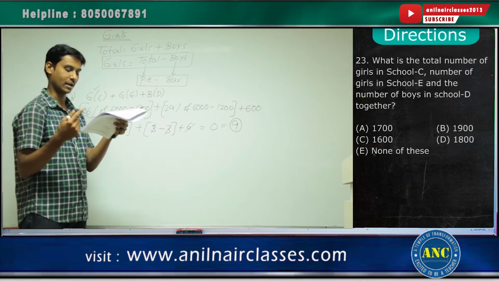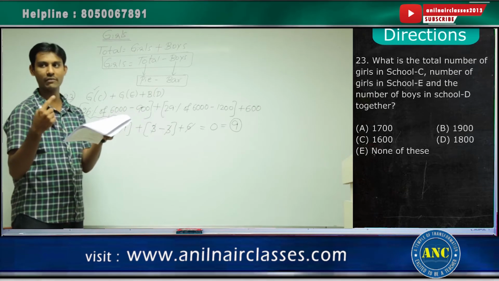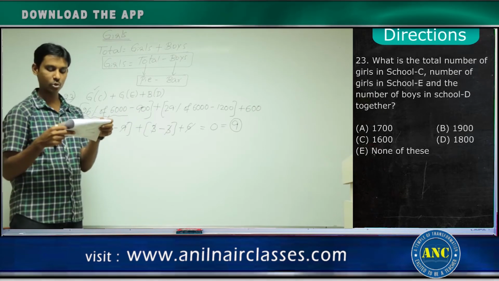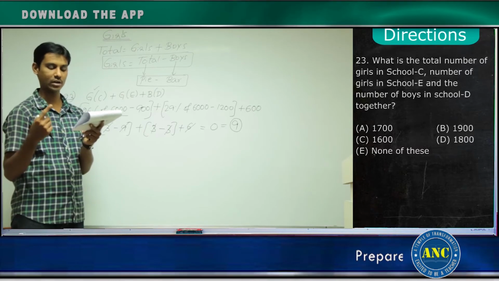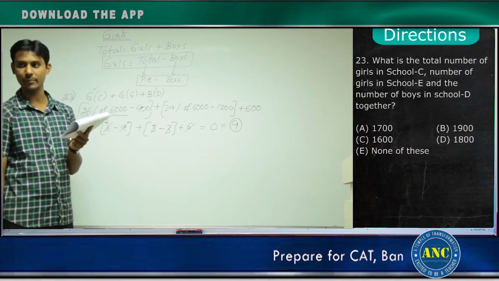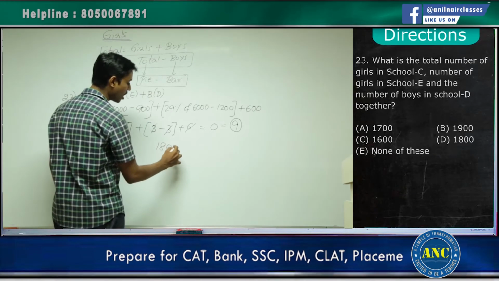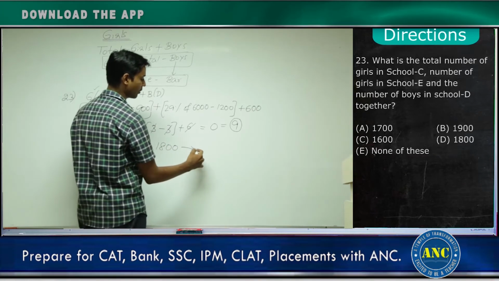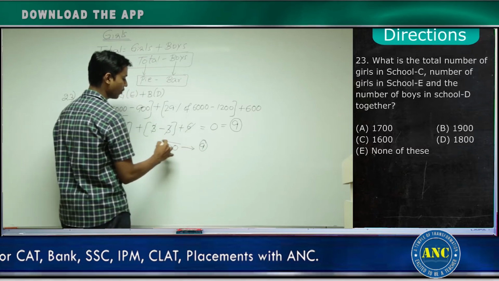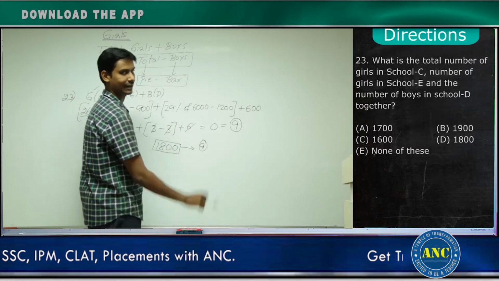Check out the answer options. 1,700: digital sum is not 9. 1,900: digital sum is not 9. 1,600: digital sum is not 9. 1,800: what is the digital sum of 1,800? 1 plus 8 is 9. The digital sum of this number is also 9. Therefore, our option of 1,800 is the correct answer.